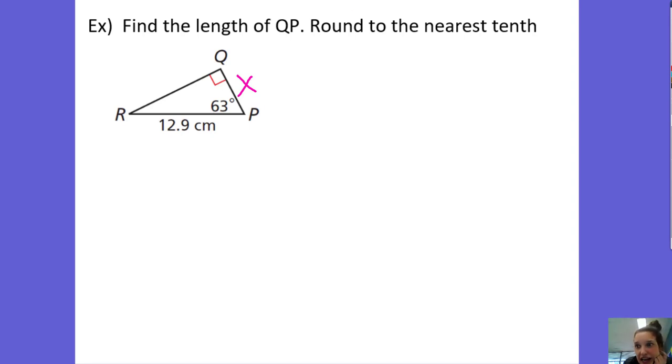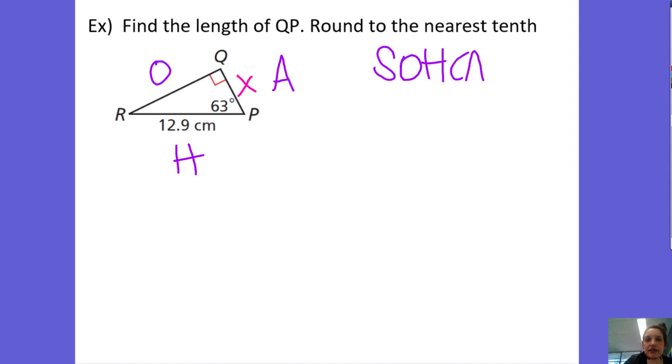And I have this angle P, 60. So P is my theta. I'm going to label the sides of this triangle based off of this angle P being my theta. If 63 degrees is my angle, then QR is the opposite side, QP is the adjacent side, and 12.9, RP, is the hypotenuse. So I'm going to write SOHCAHTOA at the top.